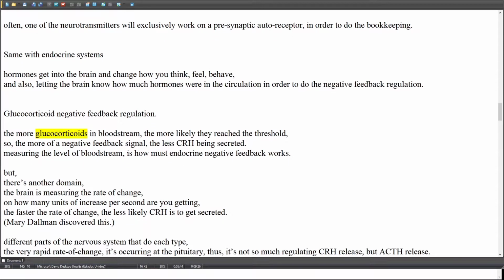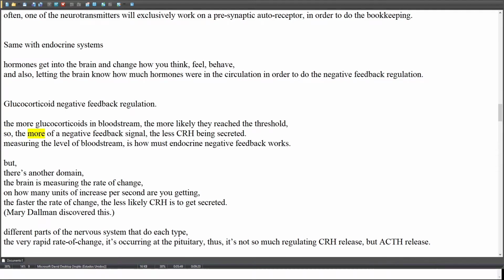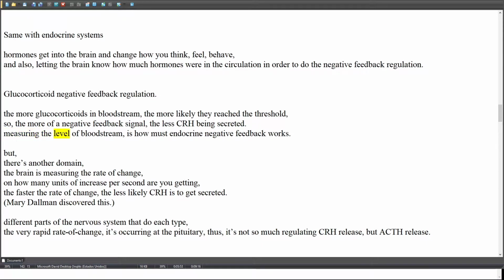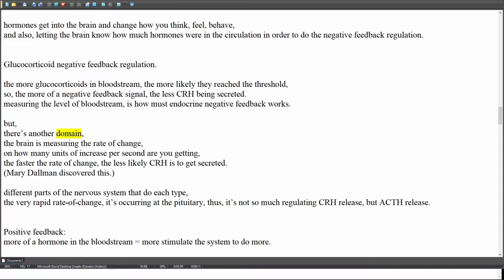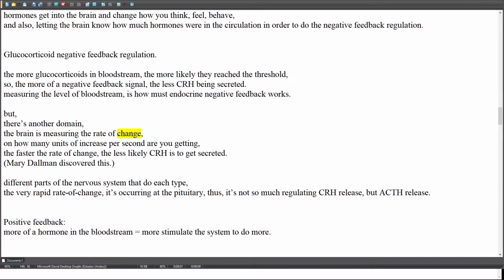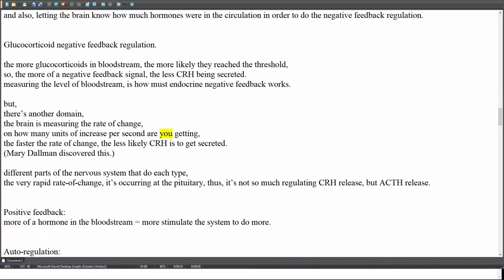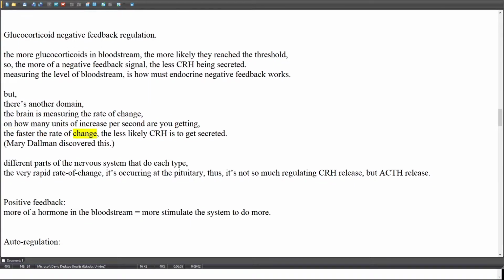The more glucocorticoids in the bloodstream, the more likely they reach the threshold. So, the more of a negative feedback signal, the less CRH being secreted. Measuring the level in the bloodstream is how most endocrine negative feedback works. But there's another domain. The brain is measuring the rate of change. On how many units of increase per second are you getting? The faster the rate of change, the less likely CRH is to get secreted.